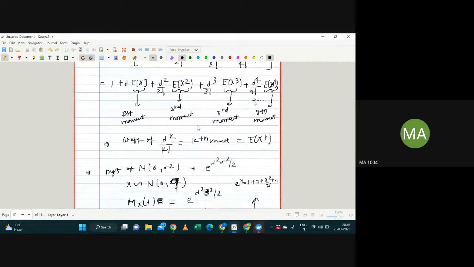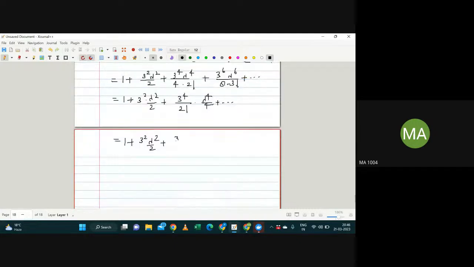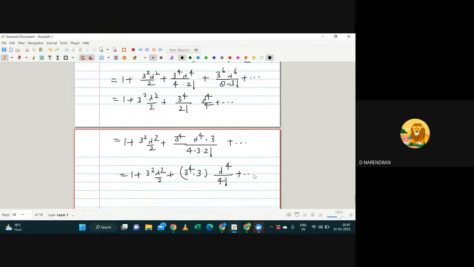Correct. So for getting the fourth moment, we need the coefficient of lambda raised power 4 divided by 4 factorial, right? Here we have lambda raised power 4, but we don't have 4 factorial. So what we can do, I can multiply it by 3 in the numerator and denominator also. So it will be 1 plus 3 square lambda square by 2, plus 3 raised power 4 into 3, lambda power 4 divided by 4 factorial.